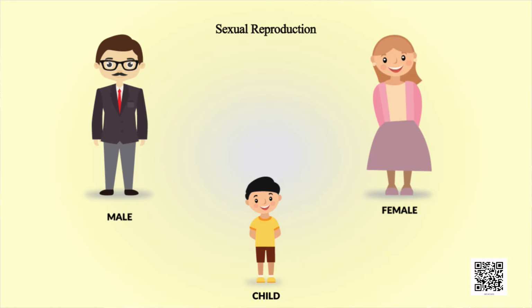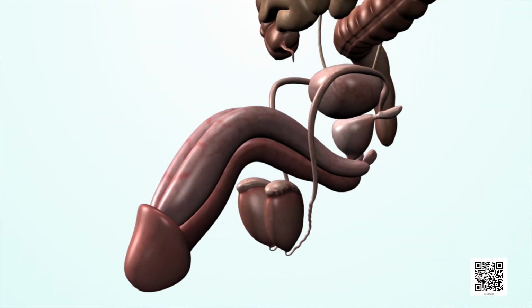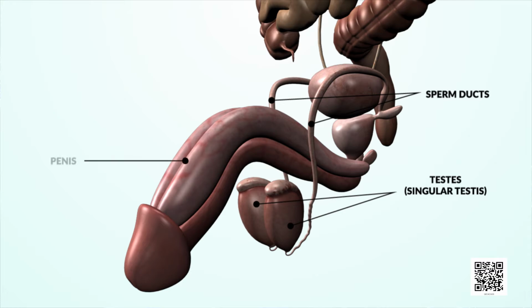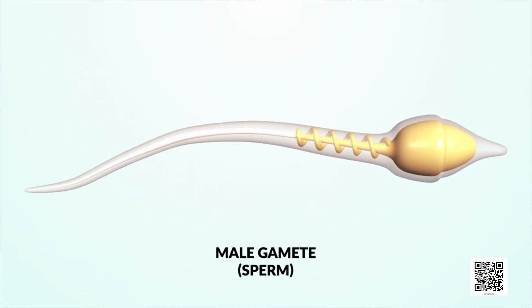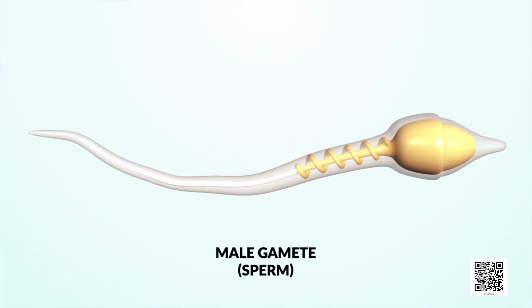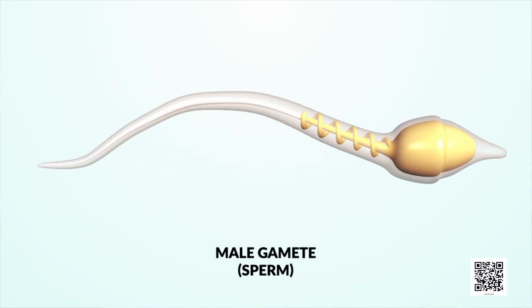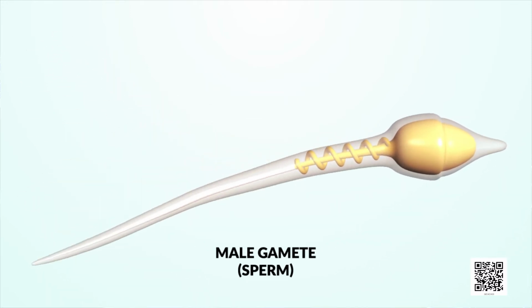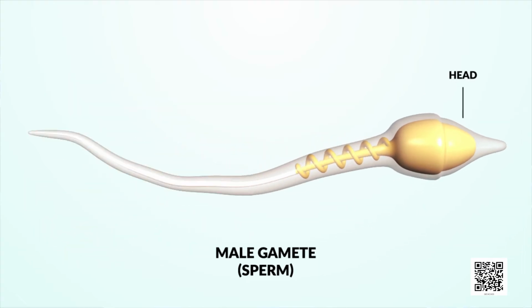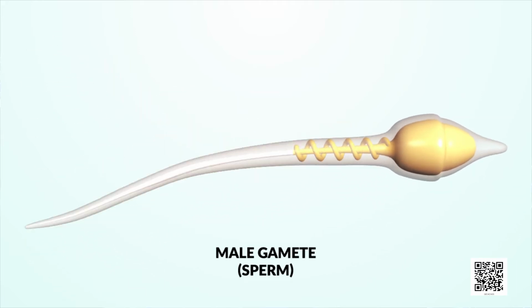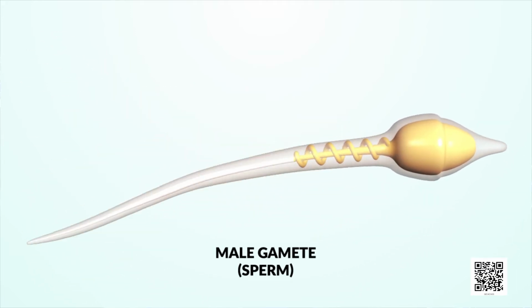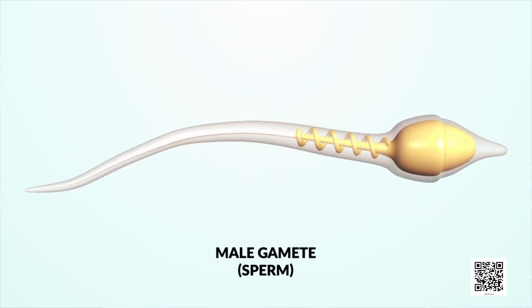Now children, let us study about male reproductive organs. The male reproductive organs include a pair of testes, two sperm ducts and a penis. The testes produce the male gametes called sperms. Millions of sperms are produced by the testes. Though sperms are very small in size, each has a head, a middle piece and a tail. Indeed, each sperm is a single cell with all the usual cell components.